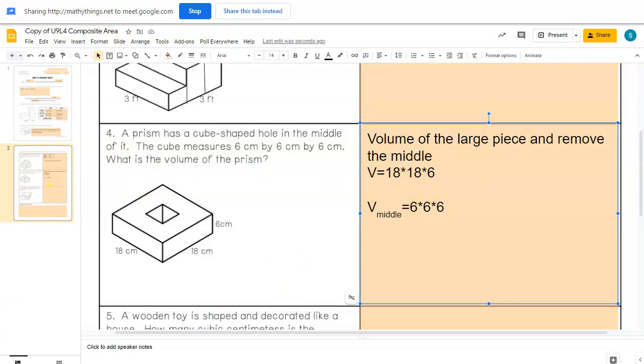So I've got my first volume is 18 times 18 times 6. So this one is 1,944. And then this one is 6 times 6 times 6, which is 216. And then, well, this time, because we're removing something, we are going to subtract. 1,944 minus 216, and that's going to mean that my difference, my volume, equals 1,728 cubic centimeters. All right.